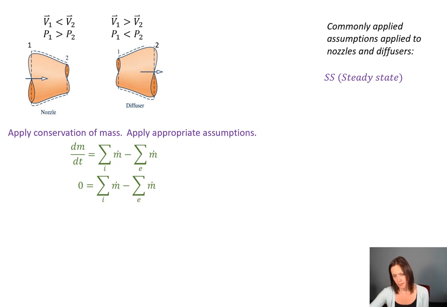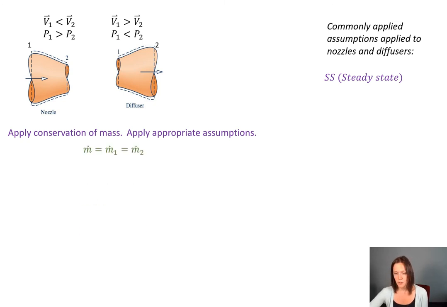So I've got the sum of the m dots at the inlet minus the sum of the m dots at the outlet, and I've only got one inlet and one outlet. So I've got 0 equals m dot 1 minus m dot 2. Looks like those are equal to one another, so I could just drop that subscript and just refer to the mass flow rate going through as just m dot.